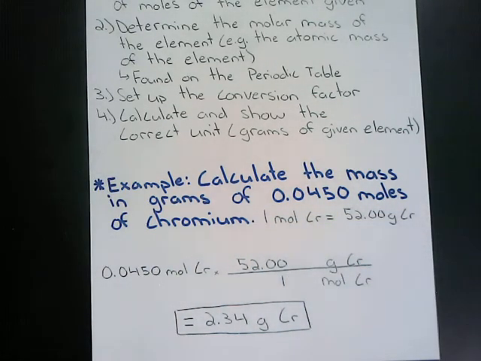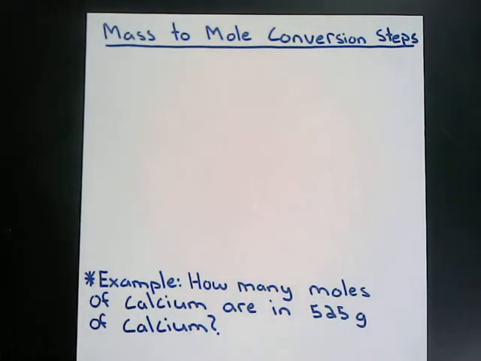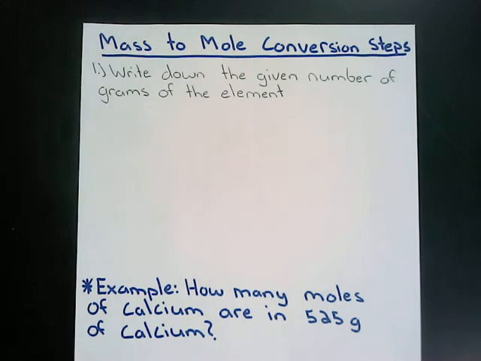We move on to a very similar type of scenario here. But this time, we are going to start with the mass in grams, and we're going to convert it to the number of moles of this particular element. Again, we're only dealing with one element, so we'll only be utilizing the periodic table from right here. But the first step is to write down the given number of grams of the element. Now, the key thing here is that it has to be in grams. So we have to have that unit in grams.